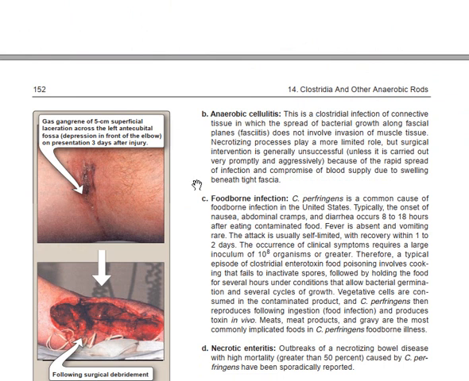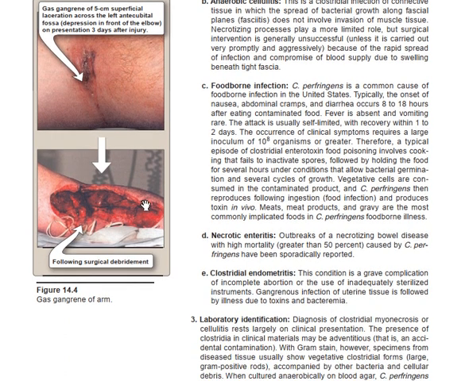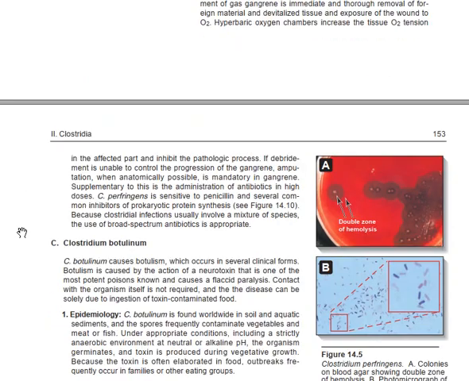Now this is an example of disease caused by Clostridium perfringens, which is called gas gangrene. So gas gangrene, or 5 cm superficial laceration on the left cubital depression. So this is following surgical debridement. You have this, so the patient has the gas gangrene.